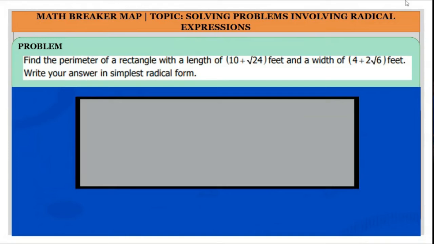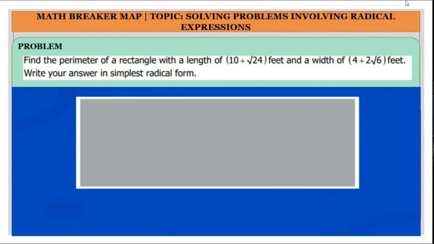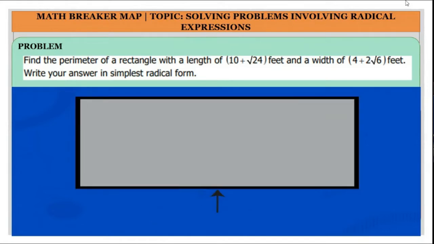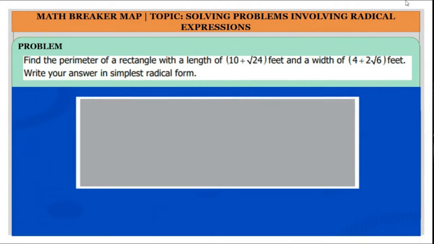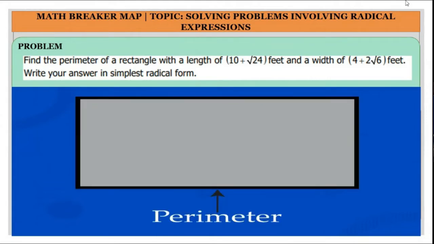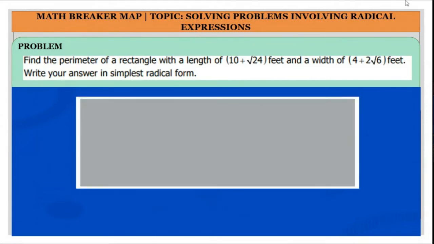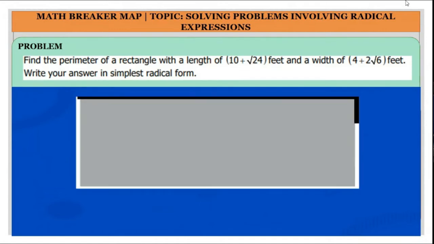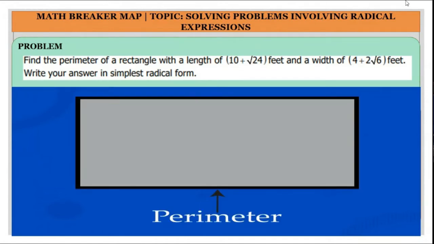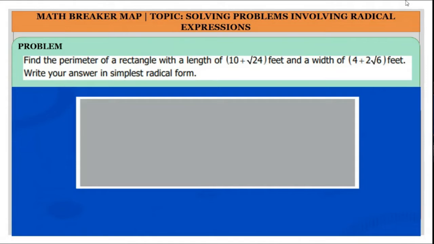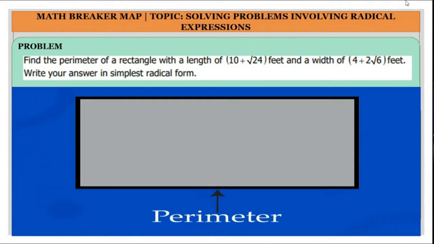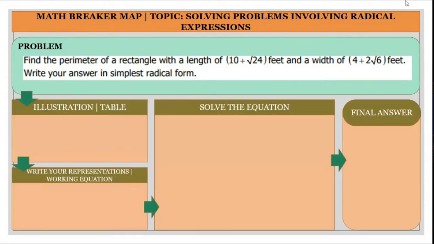Let us read first the problem. Find the perimeter of a rectangle with a length of the quantity 10 plus square root of 24 feet and a width of 4 plus 2 square root of 6 feet. Write your answer in simplest radical form. As you can see below is an illustration of the perimeter. It is the distance around a polygon. So this will be the process that we will be doing for us to solve the problem.